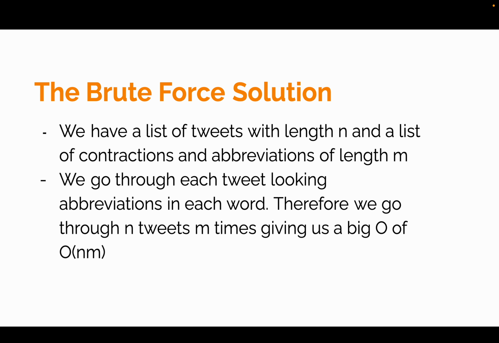So we have a list of tweets of length n, and a list of contractions and abbreviations of length m. We go through each tweet looking for abbreviations in each word. Therefore, we go through n tweets m times, giving us a big O notation of O(n·m).